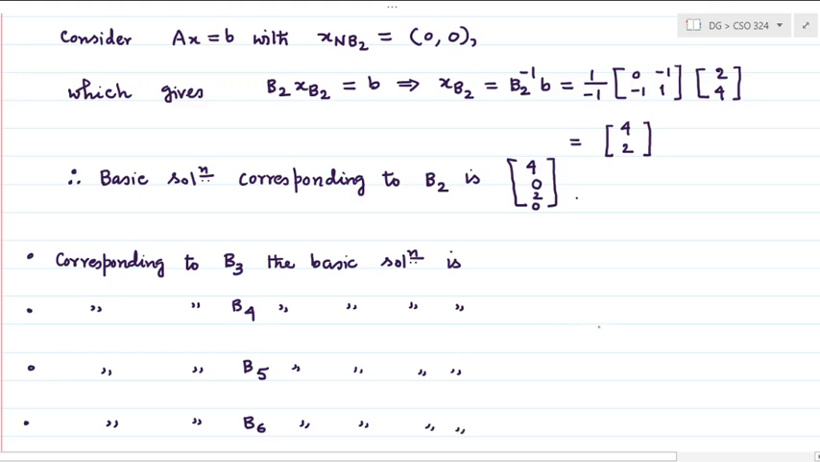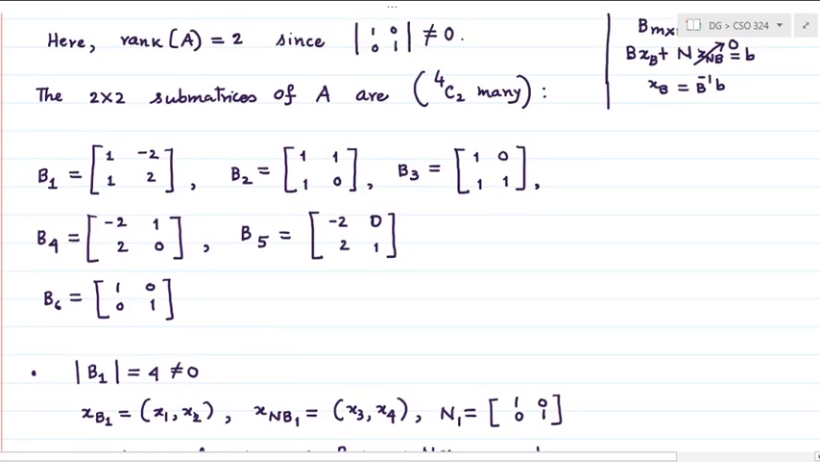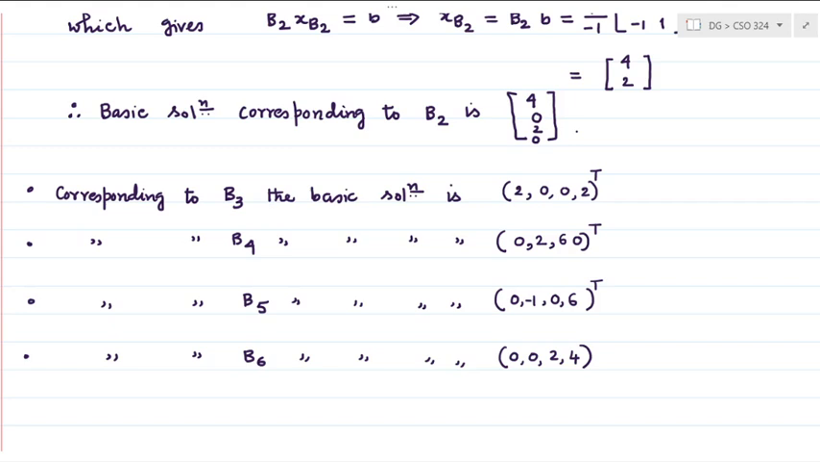So one after another, let me take up B3. B3 is 1011. Let me try to find for 1011. For B3 this solution, and rest of them also I have written here what the solutions are, you all can verify. And by transpose I mean these are all column vectors with four components.